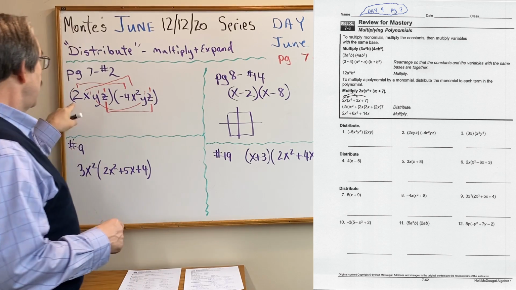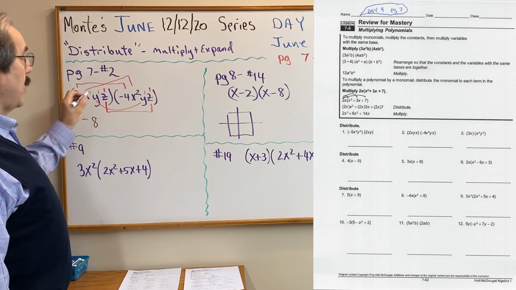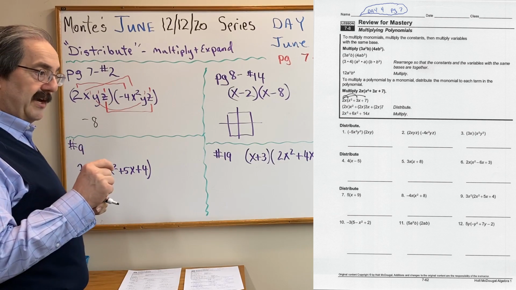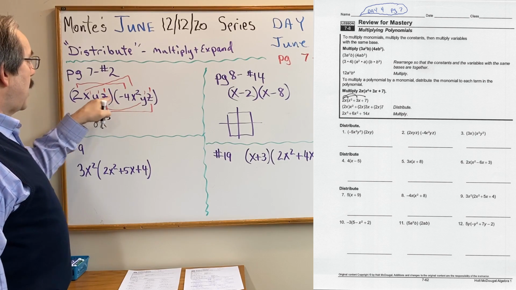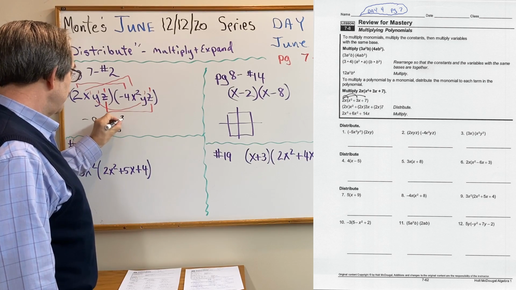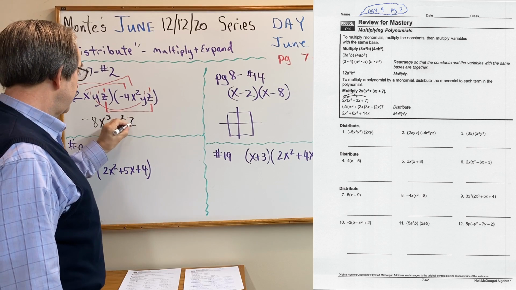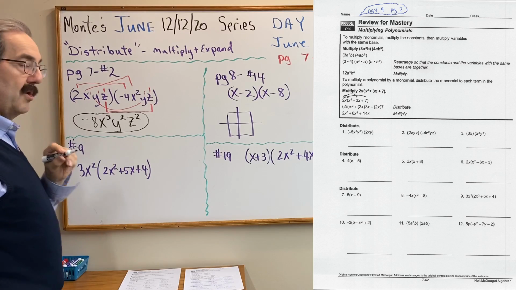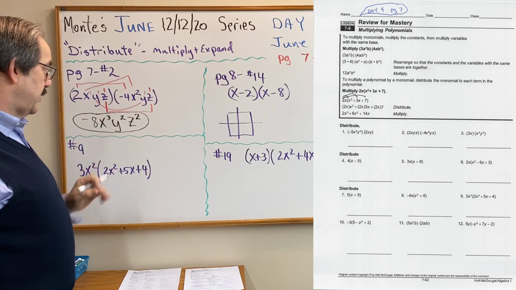So let's do it. Negative 2 times the 4, negative 8. x1 times x2. When the base is the same, you add the exponent. So we have x to the 3rd power. y1 times y1 gives us y to the 2 power. And z1 times z1, z to the 2 power. Okay? So, distribute. Multiply it all together. Get one big combined term.